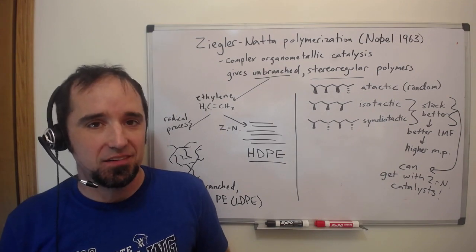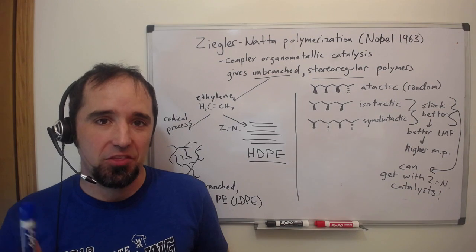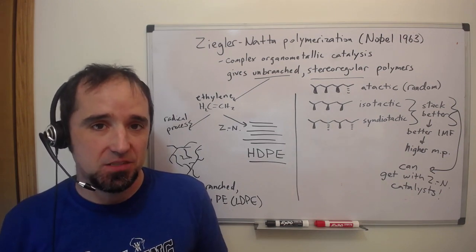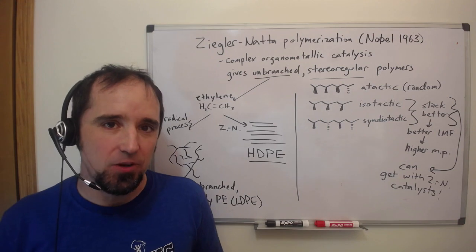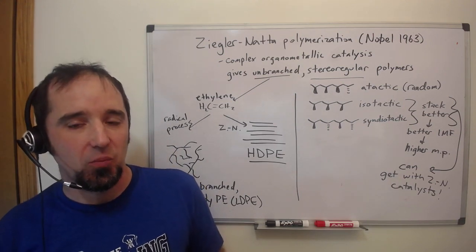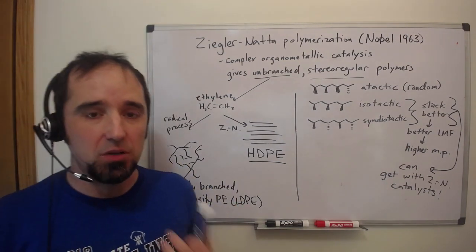Polymer chemistry topics to wrap up our polymer section. I want to talk about two different Nobel Prizes in this video. The first is back in 1963 when Ziegler, a German, and Natta, an Italian, won the Nobel Prize for figuring out a better way to do a polymerization.